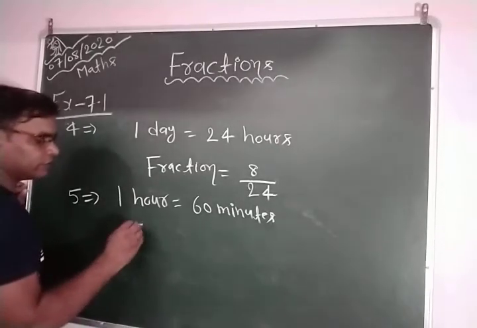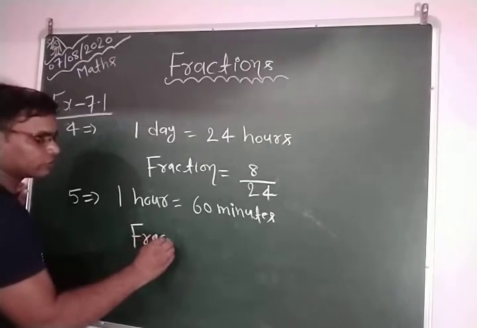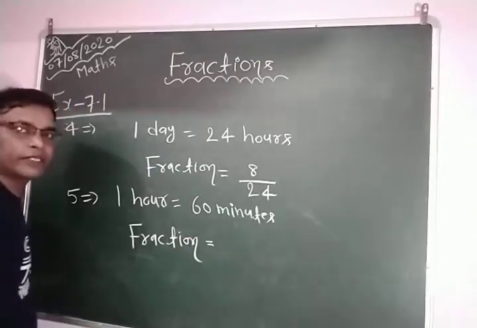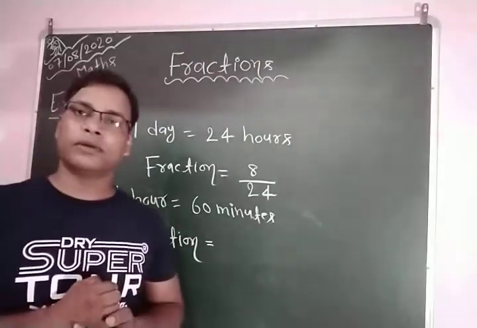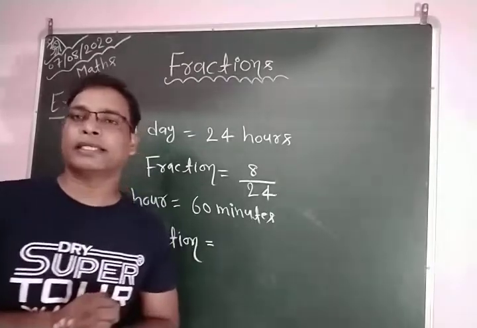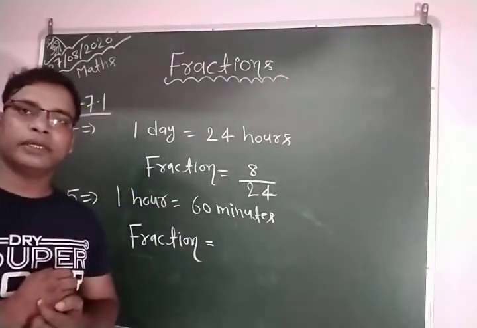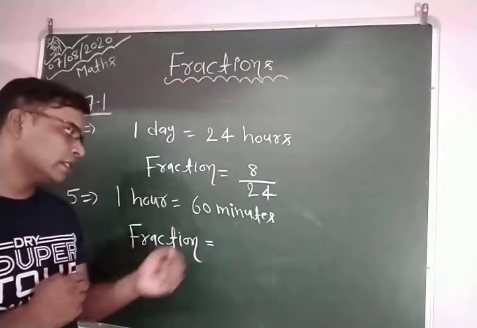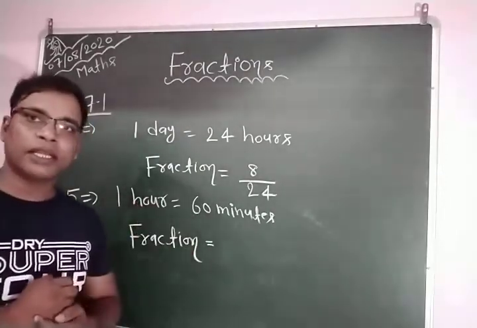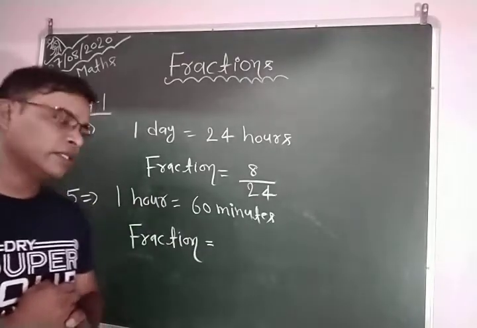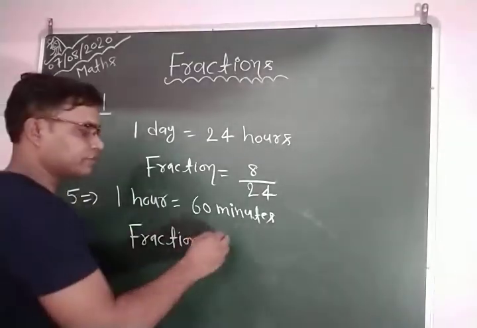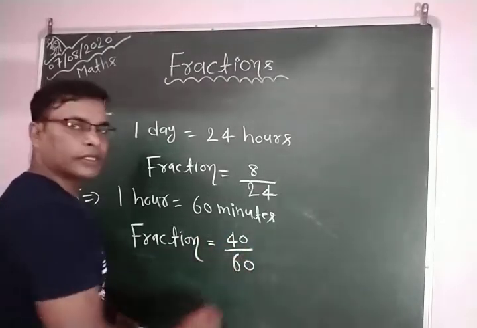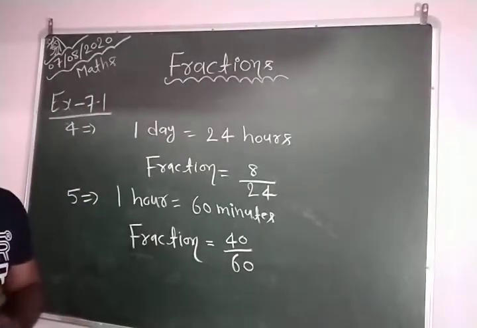So the fraction is equal to... what is a fraction? A fraction is a number which represents a part of a whole. So here the whole is 1 hour, meaning 60 minutes, and the part is 40 minutes. So the required fraction is 40 by 60. This is the required fraction.